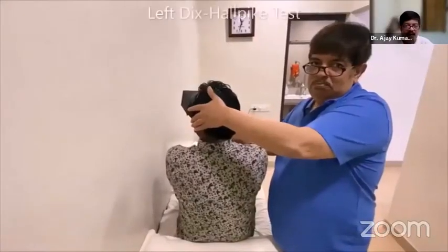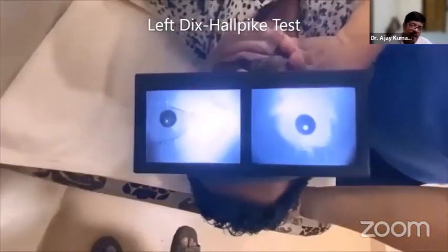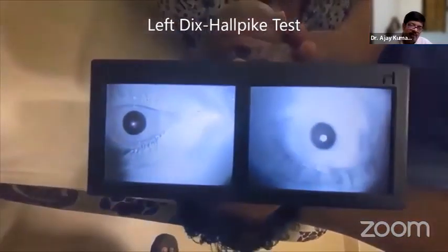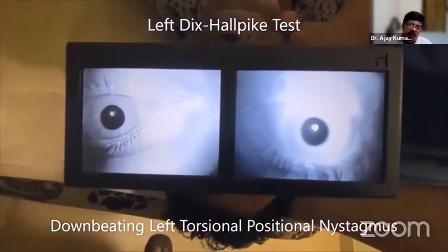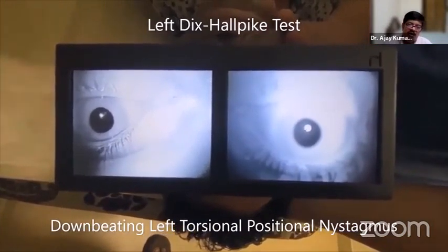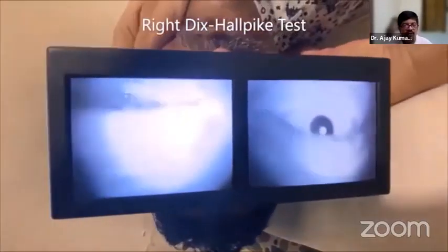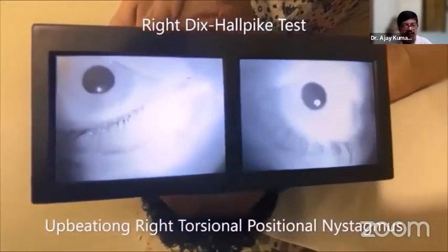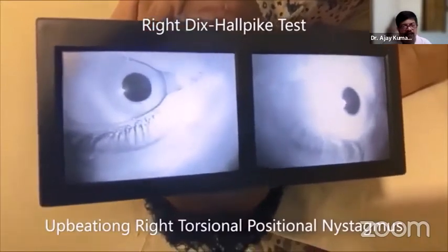The left Dix-Hallpike test elicits a downbeating left torsional nystagmus. There you can see again a slow crescendo-decrescendo, not typical of the typical. On the right side, it shows an upbeating crescendo-decrescendo nystagmus on the right Dix-Hallpike test for around 10 to 15 seconds.